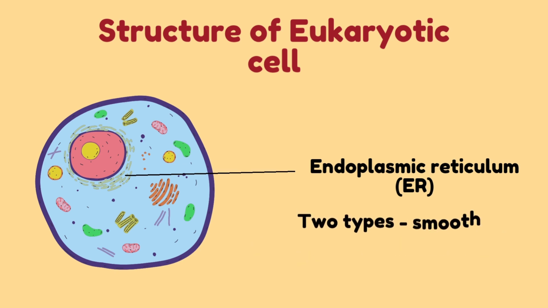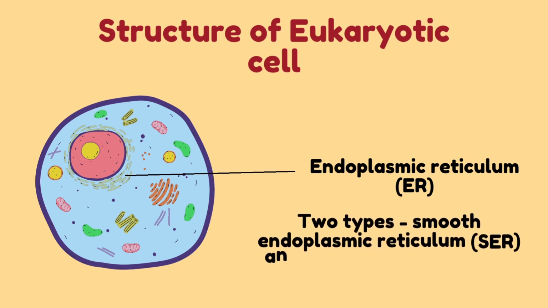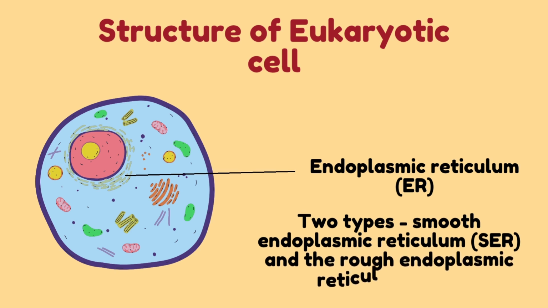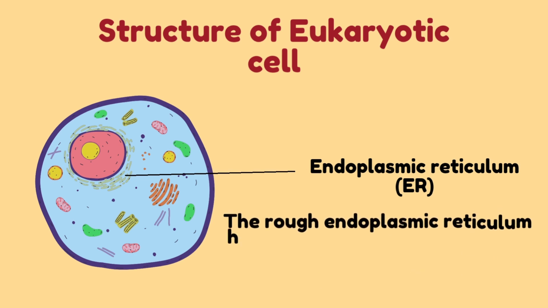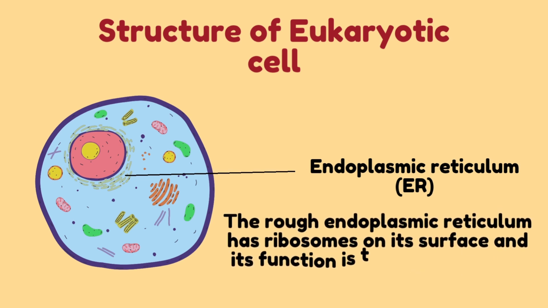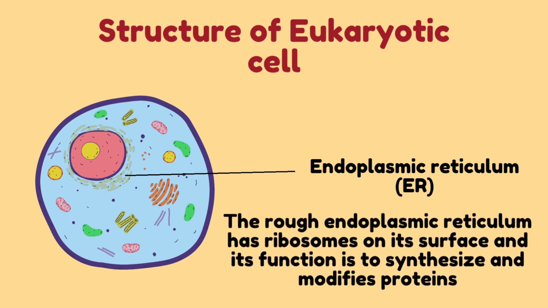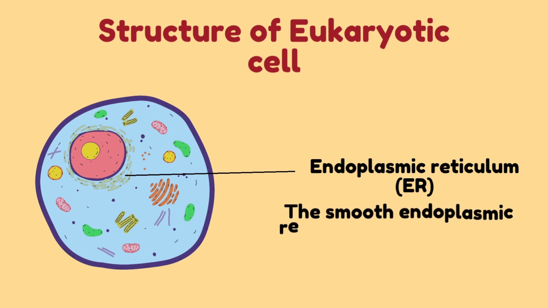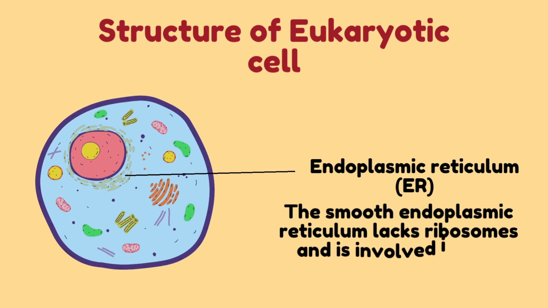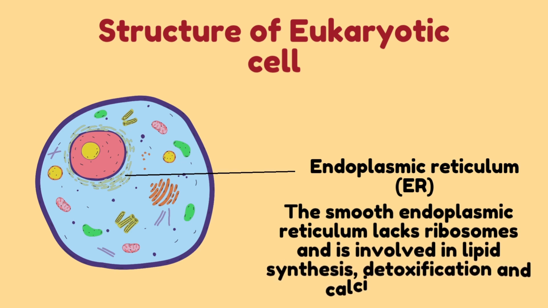There are two types of endoplasmic reticulum: the smooth endoplasmic reticulum, SER, and the rough endoplasmic reticulum, RER. The rough endoplasmic reticulum has ribosomes on its surface and its function is to synthesize and modify proteins. The smooth endoplasmic reticulum lacks ribosomes and is involved in lipid synthesis, detoxification and calcium storage.